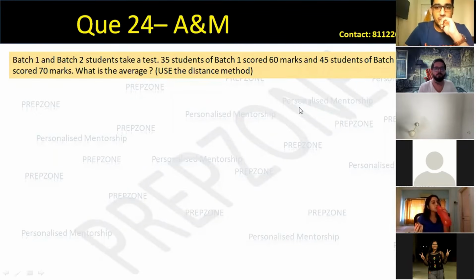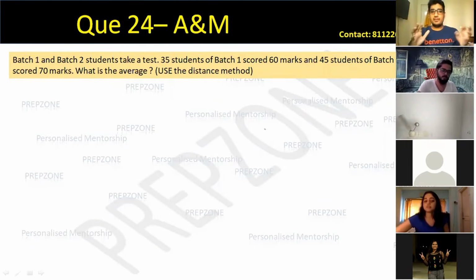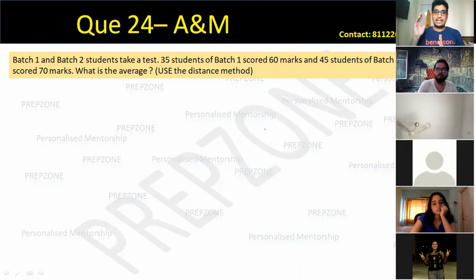So see, what was given to me? It's again going to be an oral question now. We have 35 students in batch 1 and 45 students in batch 2. The average of batch 1 is 60 marks, and the average of batch 2 is 70 marks. I have to calculate the net average, which means I'll plot a distance line. The average has to be between 60 and 70. One of the edges is 60, one of the edges is 70.